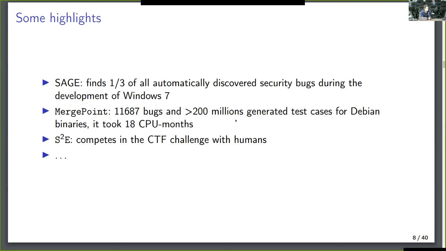And we have this S2E tool that played the CTF challenge with humans. Well, the CTF challenge is the capture the flag challenge of hackers. So there are hacker teams, they get some services, and those services contain vulnerabilities, and the task is to find these vulnerabilities, to fix them, and to write exploits to steal points from other teams. Well, S2E managed to play completely automatically.